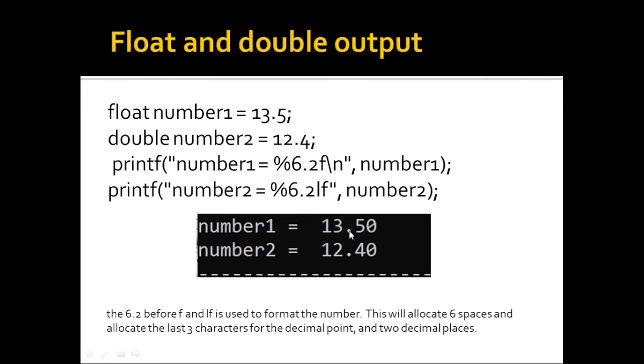So 1, 2, 3, 4, 5, and then we have a single space here. The same is true with this one: 1, 2, 3, 4, 5, 6. We have a single space here, which is, of course, the space I have given here. So this will be the output. Here we have controlled the number of decimal places.